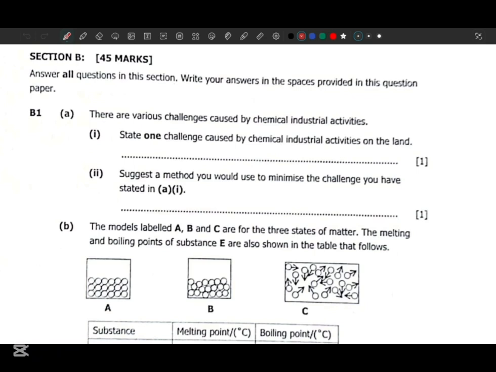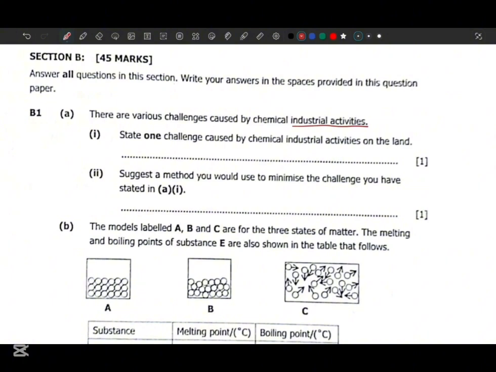Again, instructions are part of the exam. They're talking about industrial activities. Now, they don't want you to state the industrial activity. They want you to state the challenge which is caused by that industrial activity.